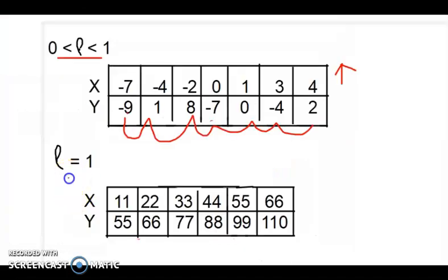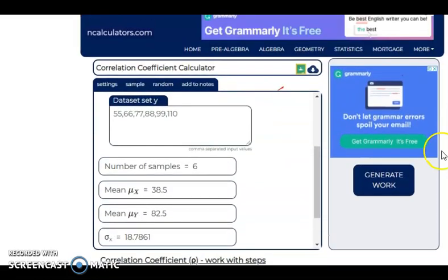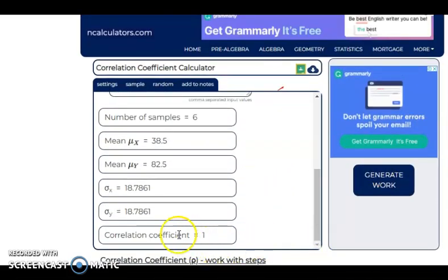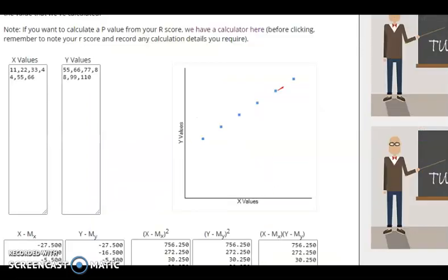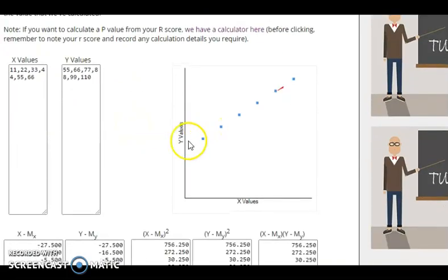For the strong positive correlation, I take the X values in increasing order and Y also in increasing order. I can get the strong positive correlation. If I calculate this, I get a value of 1, which shows a strong positive correlation. If I see the graph for the same values, the graph obtained is like this. It is linear and in the same direction, which shows the strong positive correlation.